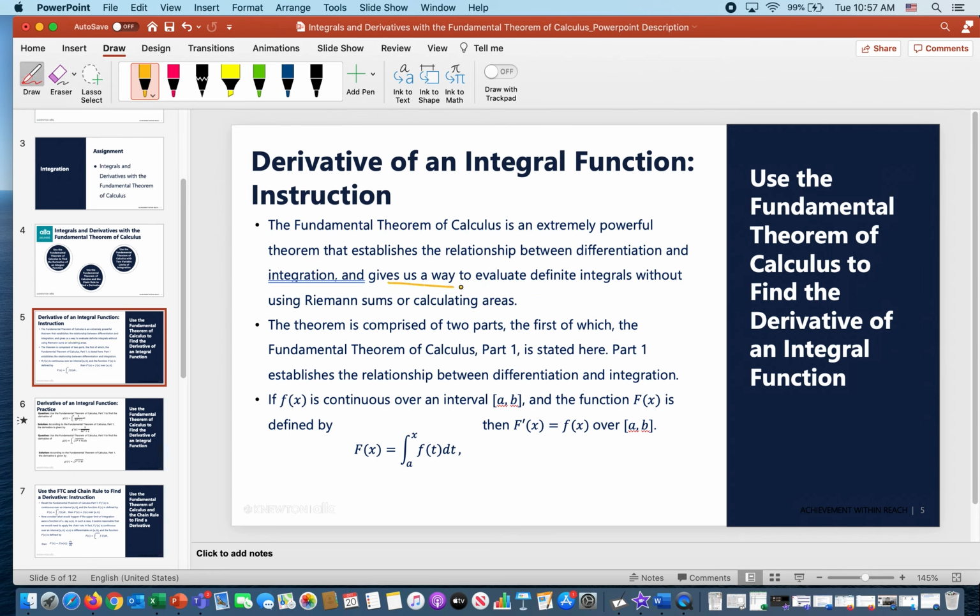So it gives us a way to evaluate definite integrals without using Riemann sums. There are two parts. We talked about part 2 earlier in the previous section. So in this case, we're looking at the first part of this fundamental theorem of calculus. It establishes the relationship between differentiation and integration.